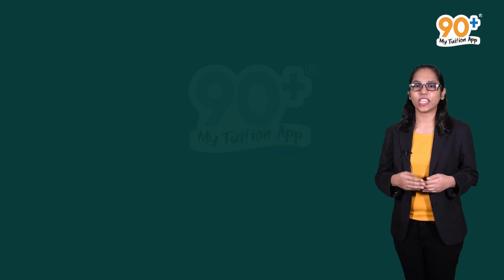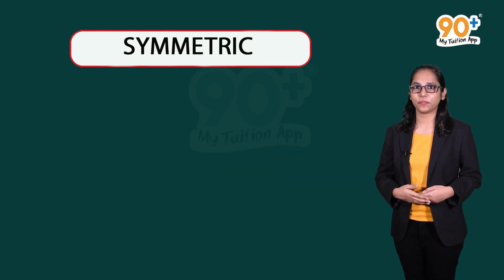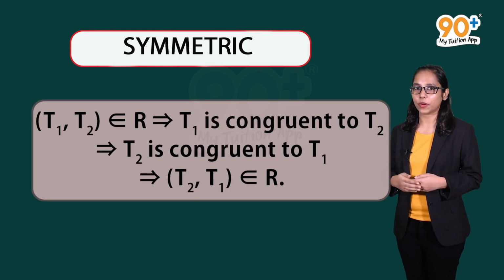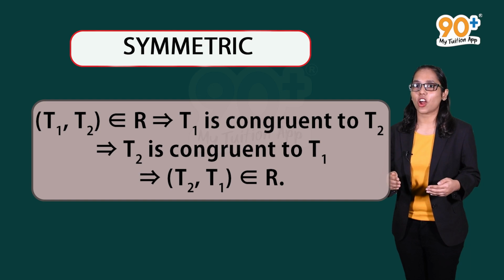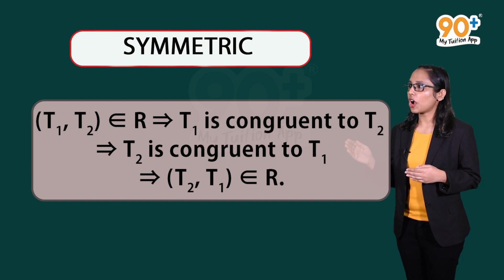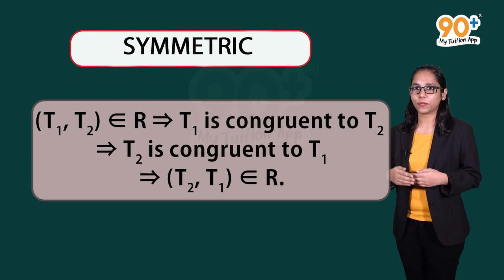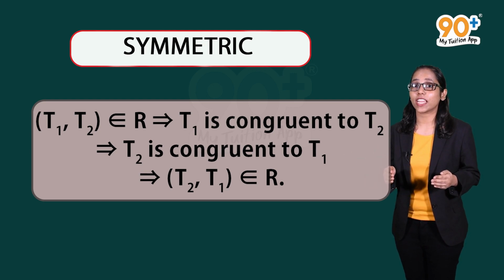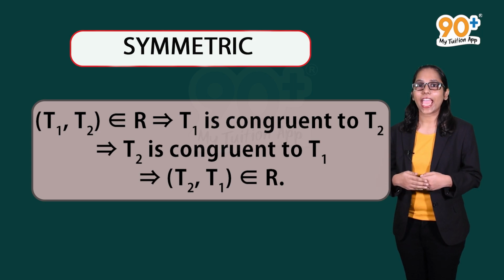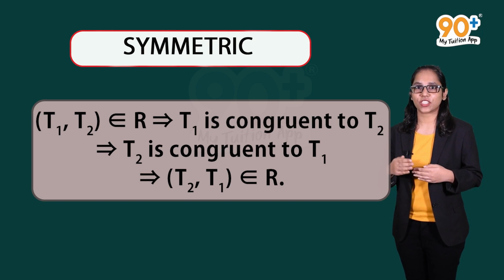Now let's check for the next property, symmetric. Let the ordered pair (T1, T2) be an element of R, that is T1 is congruent to T2, which implies that T2 is congruent to T1, that is the ordered pair (T2, T1) is an element of R, that is T1 is related to T2 and T2 is related to T1. Hence the relation R is symmetric.